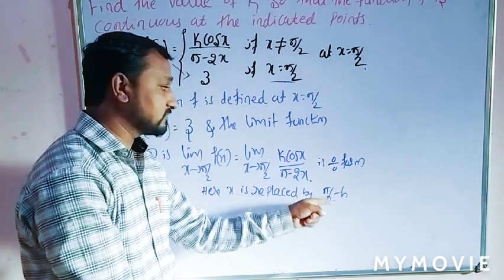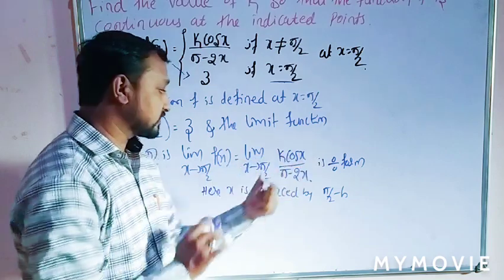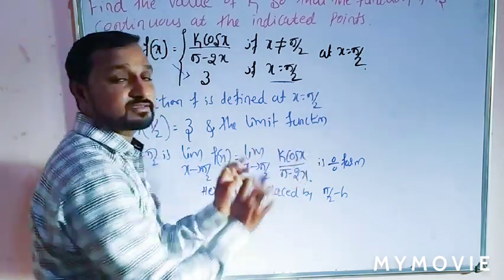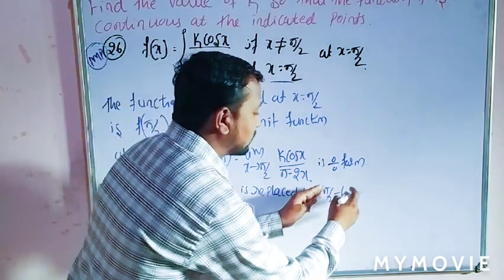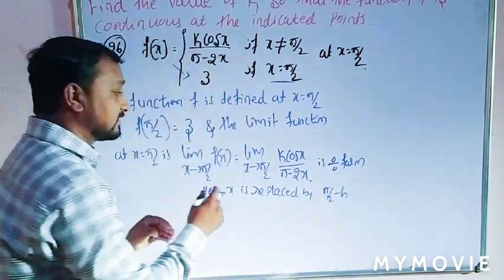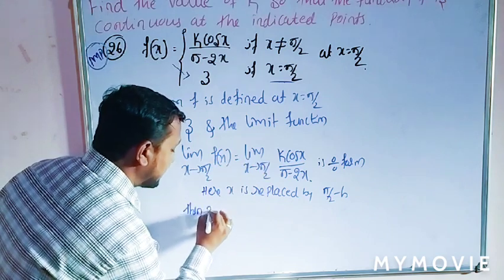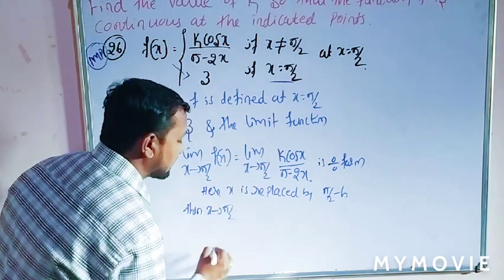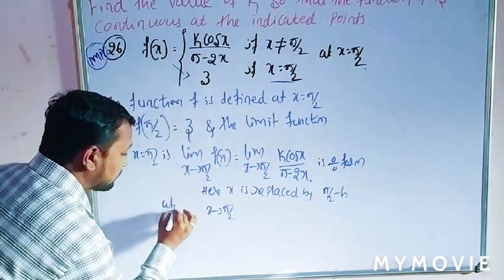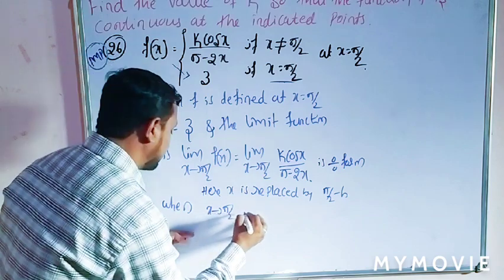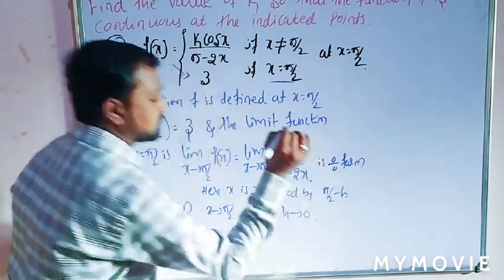So pi by 2 minus h is nothing but cos of 90 minus h, that is sin h. It is not 0, because sin 90 is 1. So here x is replaced by pi by 2 minus h. Then automatically, when x tends to pi by 2, the limit becomes h tends to 0.